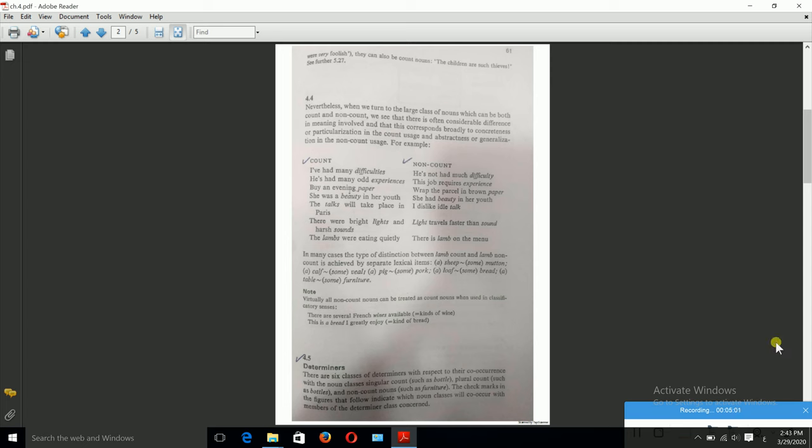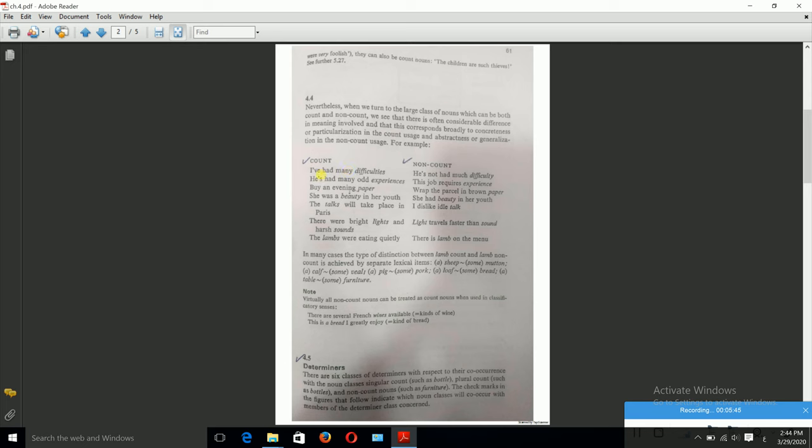Let's come to the examples. I've had many difficulties. Here is count. Why is it count? Because it refers to something particular and concrete. While here, he has not had much difficulty. Here it refers to something general or something abstract. So it is non-count.